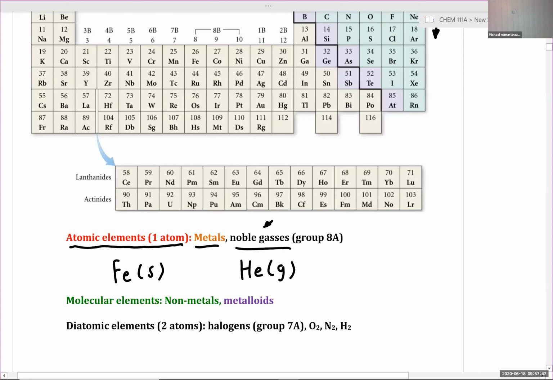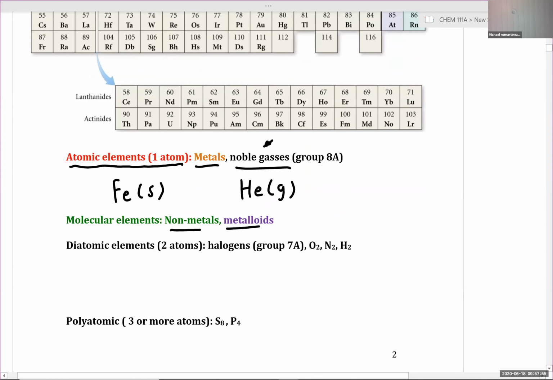Now, for your molecular elements, these are your nonmetals and your metalloids. And the molecular elements are divided into two subcategories. Your diatomic elements, which are comprised of two atoms. These are your halogens, oxygen, nitrogen, and hydrogen. Would someone like to give us an example of a halogen? What is an example of a halogen for us to write the formula for? Sure, chlorine. So chlorine would be written as Cl2 gas. We have two atoms of chlorine in our chemical formula.